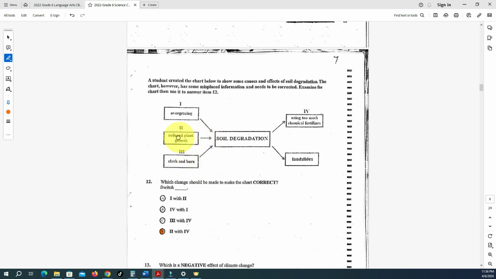So I would move 2 over to using too much chemical fertilizer over here, which is 4. I move 2 to 4 and put 4 over here because all of these are input, and then this landslide and reduced plant growth is output. So I definitely would choose 2 to 4. All right, cool.